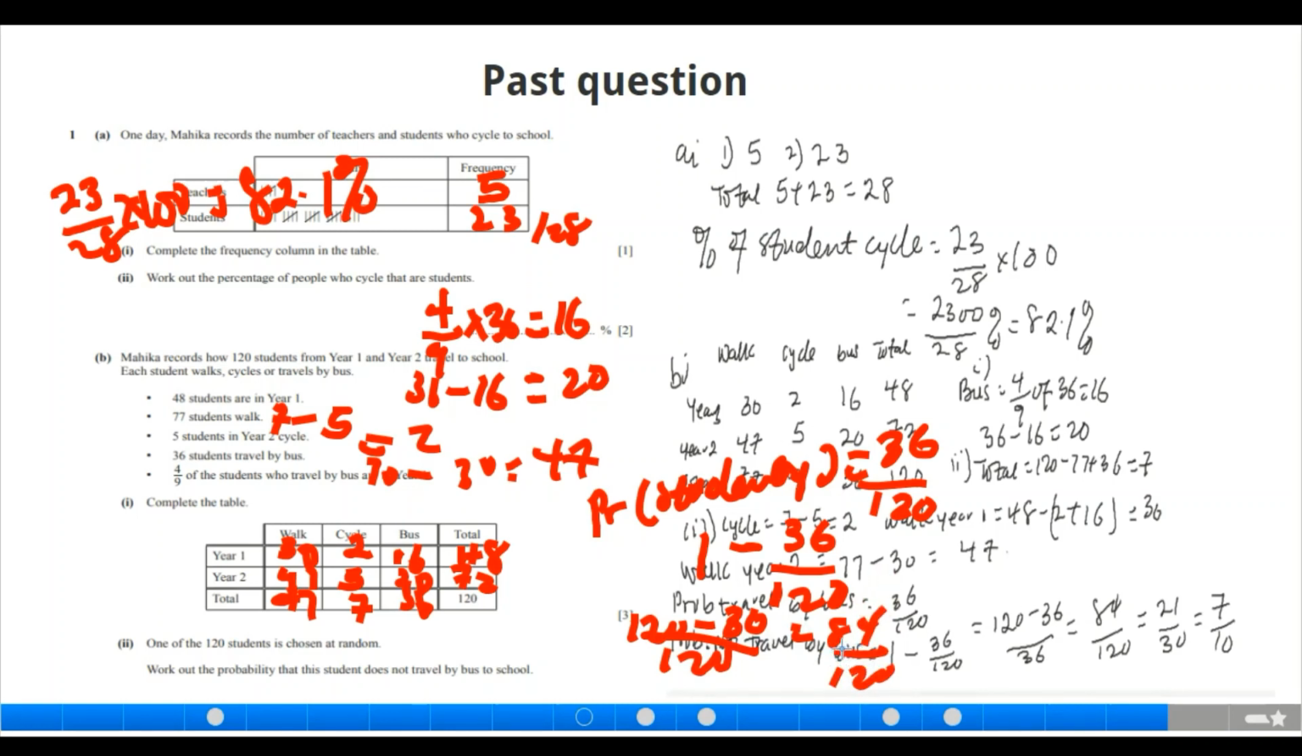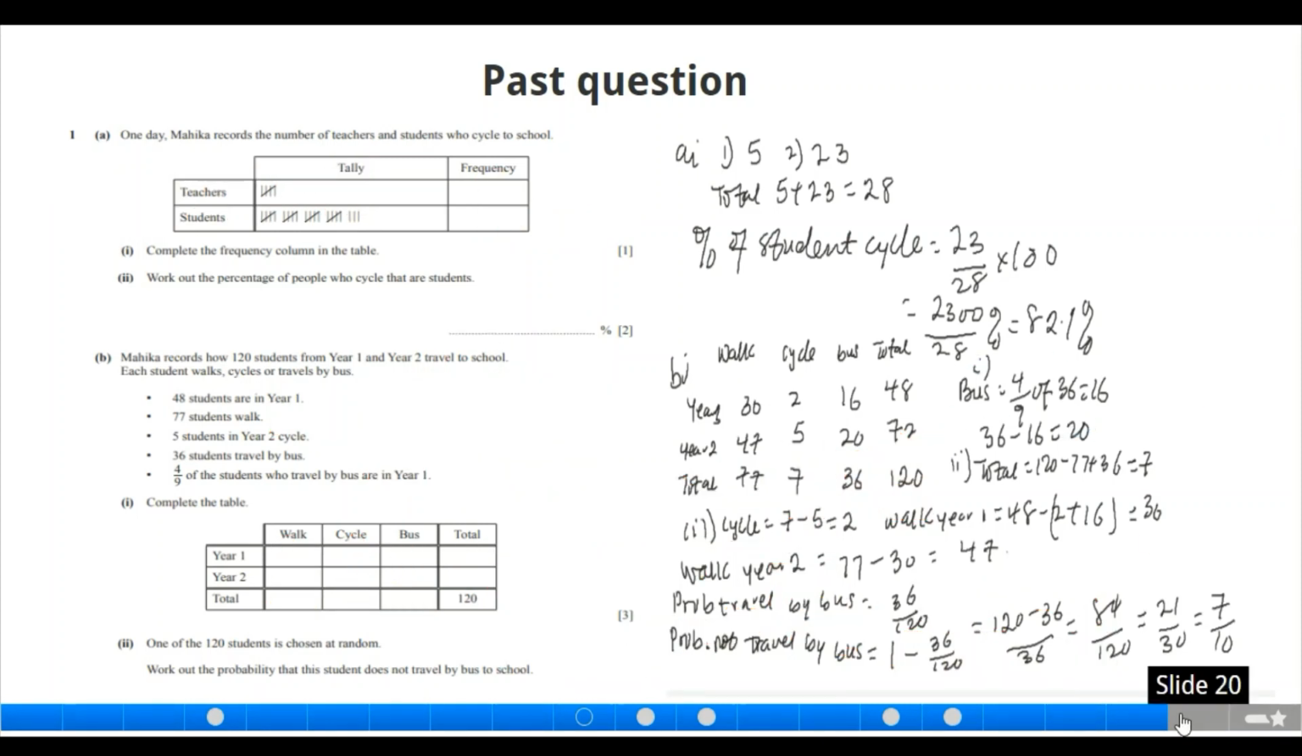First and foremost, what can go in this one? 4 can go in both of them. So 4 in 84 will give us 21, and 4 in 120 will give us 30. I think 3 can still go here, okay? So 3 in 21 will give us 7, and 3 in 30 will give us 10. So we have the probability to be 7 over 10. That gives us the solution to the past question.